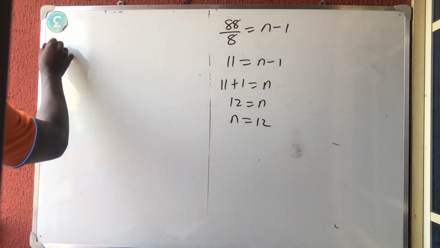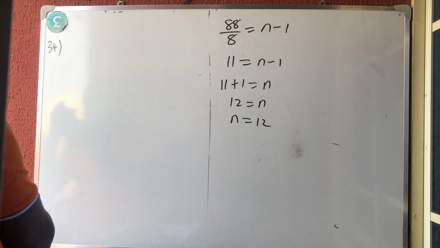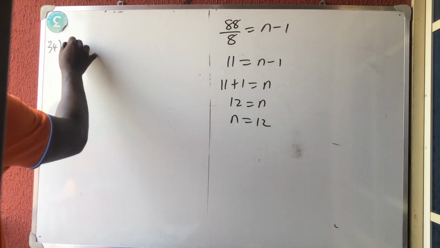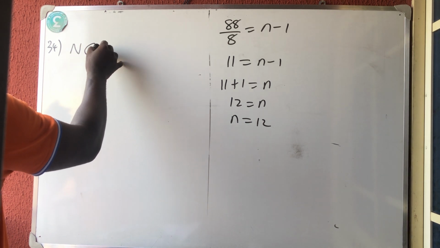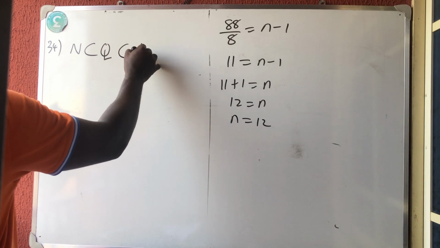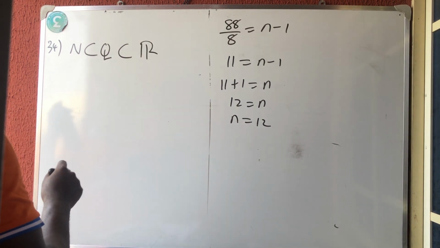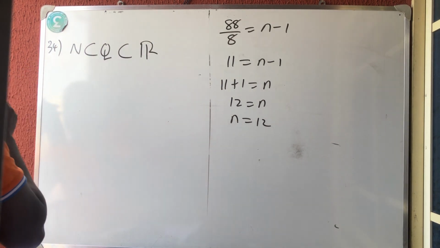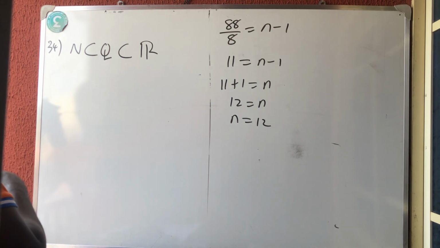Number 34 said, which of the following is false? The first one said that N is a subset of a rational number, and a rational number is a subset of a real number. That is correct, because, go to my video on number system.